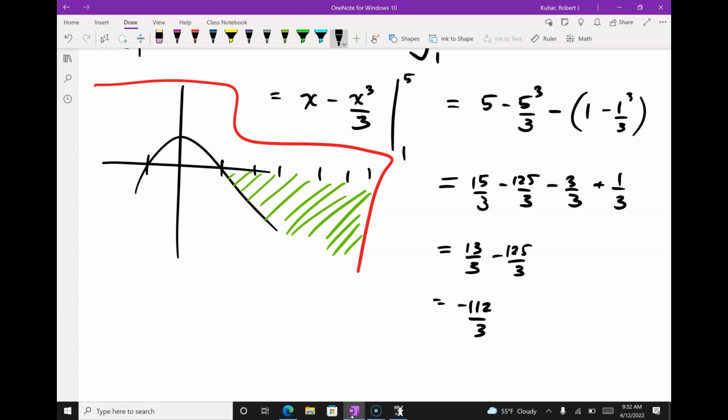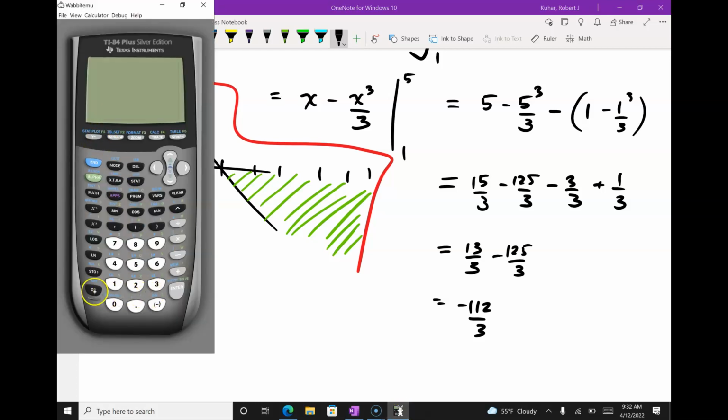How are we doing? We're okay? We can double check this on the calculator. Should I do that again? So you see it? Yes? In my y equals, I put in my original function, 1 minus x squared. I don't need parentheses around this because it just knows it as the function, or it's treating it like f of x.